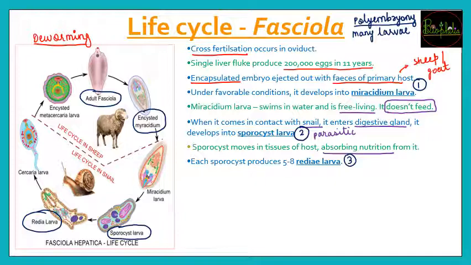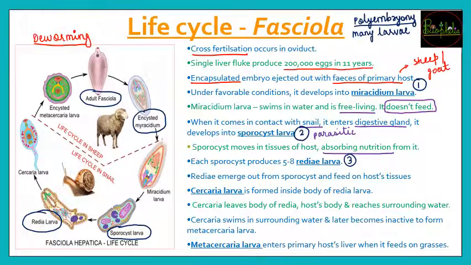अब ये radial larva क्या करेंगे, they are going to emerge out from the sporocyst. Sporocyst के अंदर form हो रहे थे, now they will burst open and now they will start to feed on the host tissues. Now when the radial larva are going to start eating the host tissues, there will be formation of the fourth stage of the larva, that is the Cercaria larva. The Cercaria larva will be formed inside the body of the radial larva. So पहले sporocyst के अंदर रेडिया बना, अब रेडिया के अंदर क्या बनेगा, Cercaria larva.